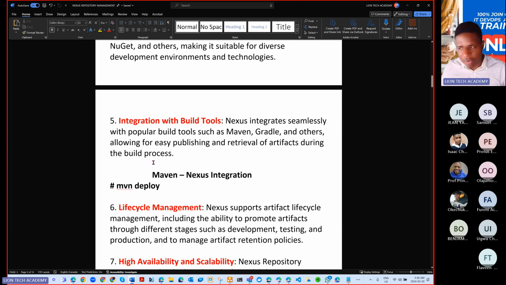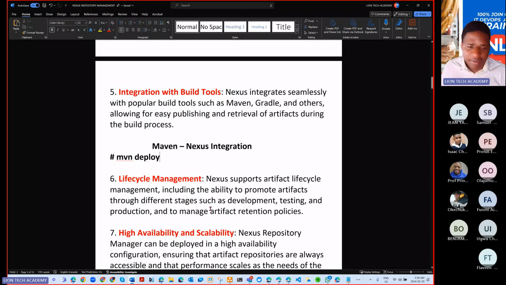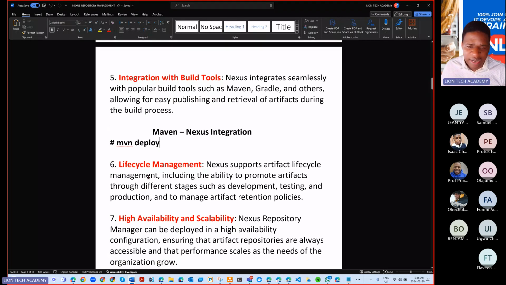Again, when we set up our build automation and we're not doing all of these things manually, you're going to understand that even more. But let's keep this in mind. It also provides life cycle management. That means it supports the artifact life cycle, including the ability to promote artifacts through different stages such as development, testing, and production, and to manage artifact retention policies. Now, if you work for a very big company like Facebook, each time they do a code change, a new artifact is built. So how do you manage the life cycle of the artifact?